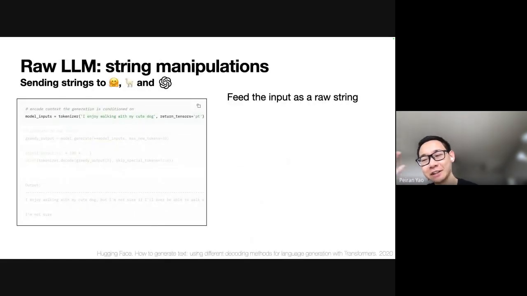And for us, we are using ChatGPT through the API from OpenAI, or we are using the transformers library from Hugging Face to run some local models like Llama 3.